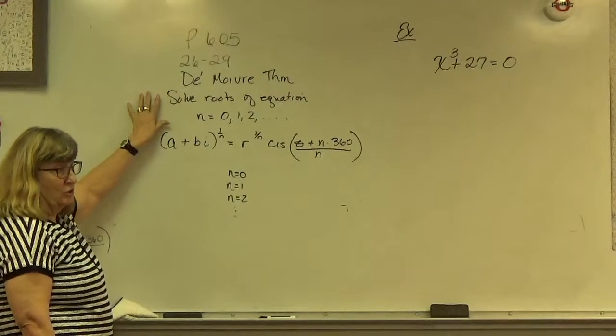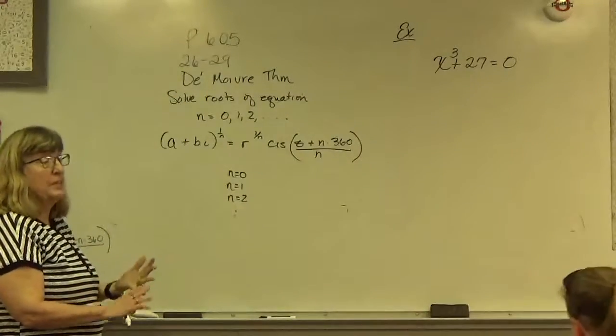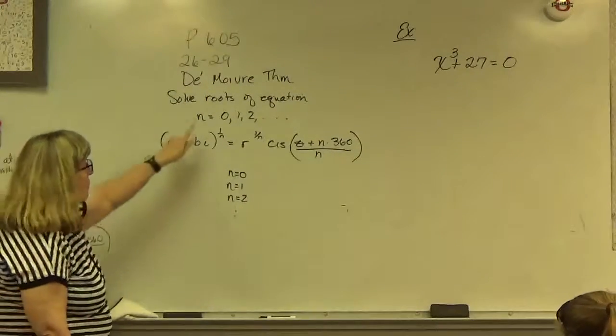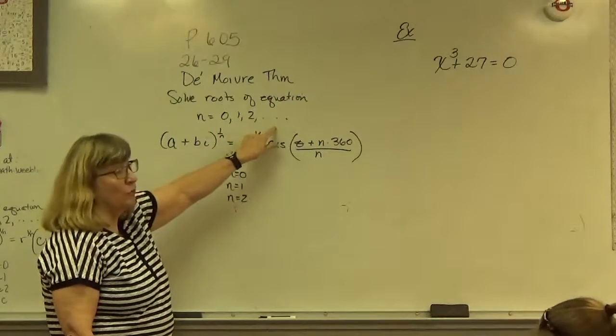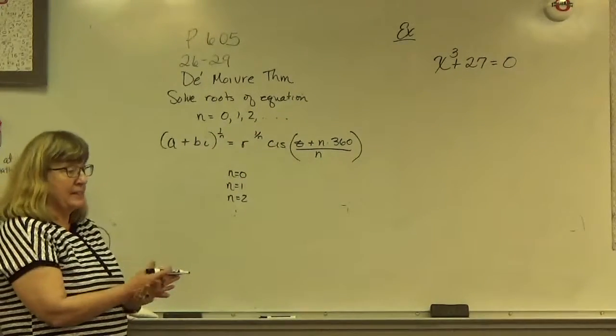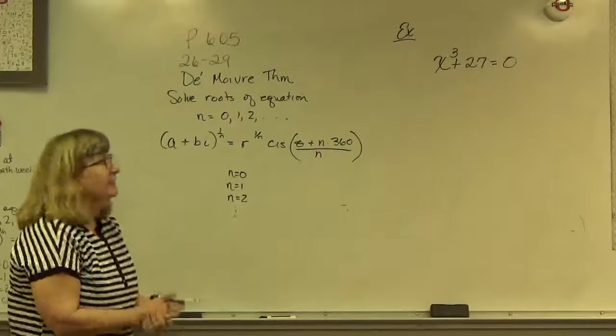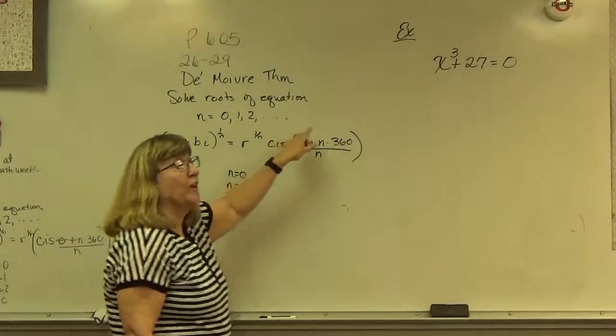Solve equations using De Moivre's. And you can solve if it's an x to the 5th power, that means there's 5 answers. So you'd go 0, 1, 2, 3, 4. You always go to one less than what I asked. If I have something like x to the 7th, how many answers are there? 7. So you'd go 0, 1, 2, 3, 4, 5, 6.